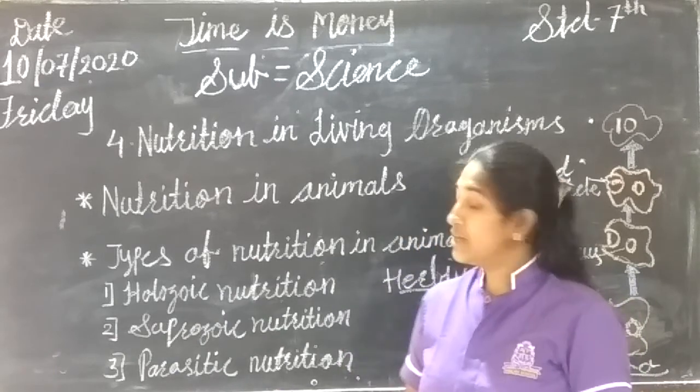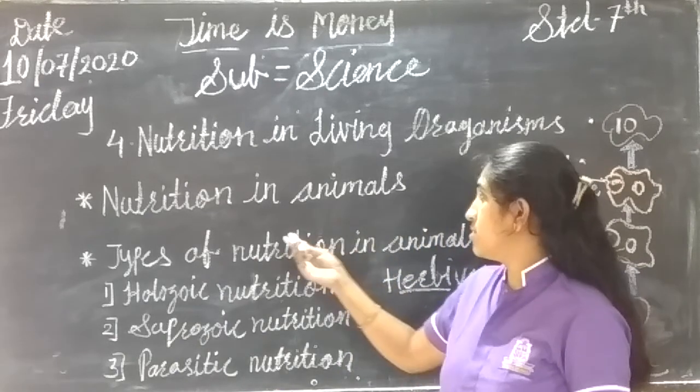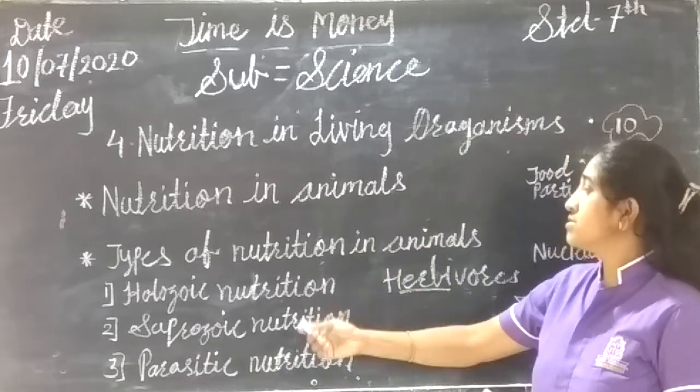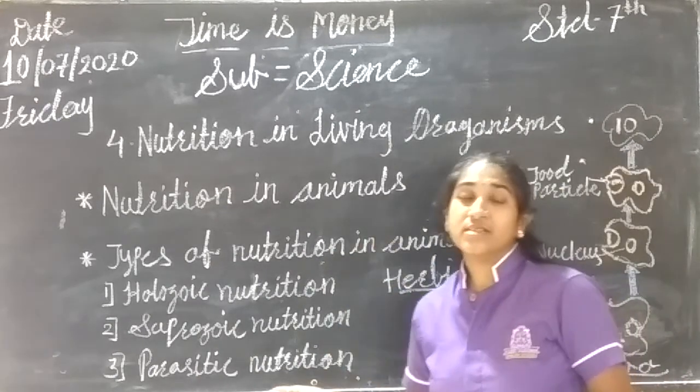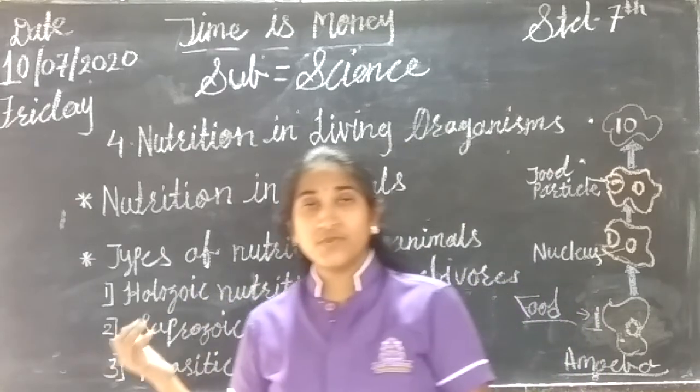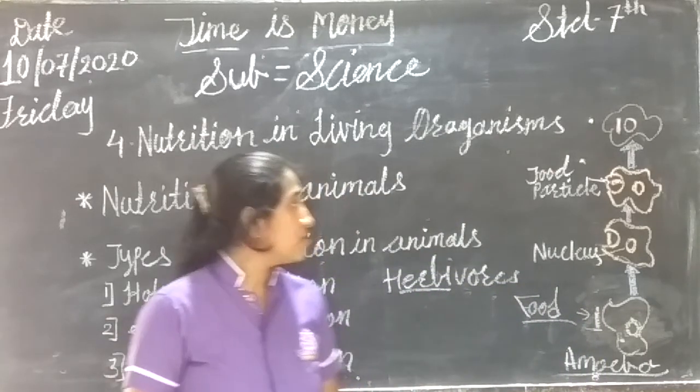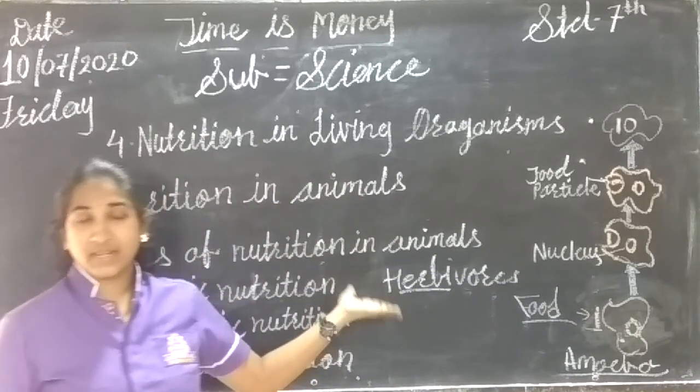So I hope you understood all this about nutrition in animals, the types of nutrition in animals and how they are divided. This is how they are classified according to their food. So again go through it, read it carefully.